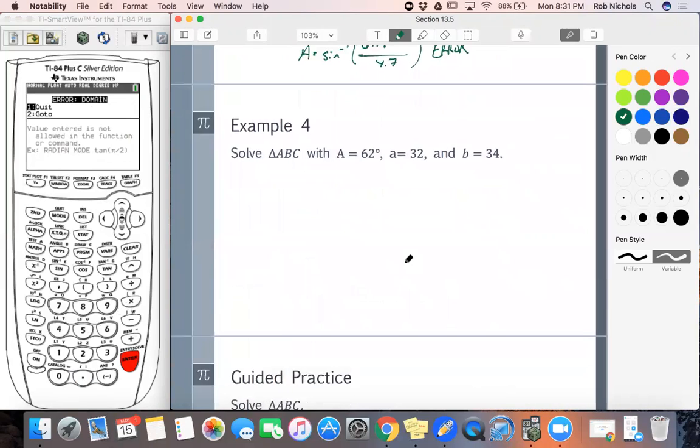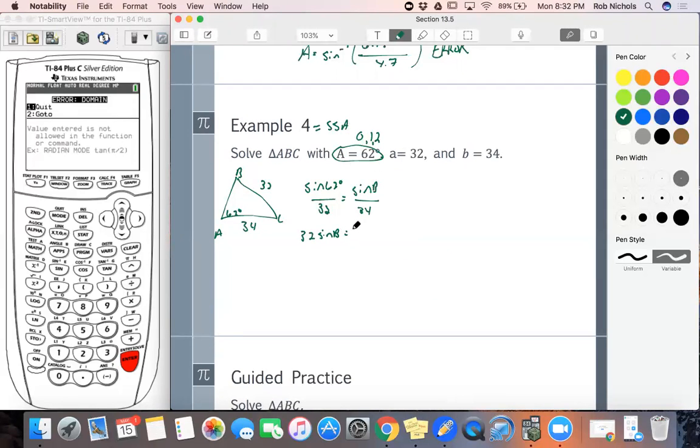All right, let's try example 4. Again, let's draw the triangle. We have A, we have B, we have C. A was 62 degrees, side A was 32, and side B is 34. Again, SSA, acute angle, 0, 1, or 2 solutions. Set up the first ratio: the sine of 62 degrees over 32 equals the sine of B over 34. Cross multiplying, we have 32 times the sine of b equals 34 times the sine of 62 degrees.